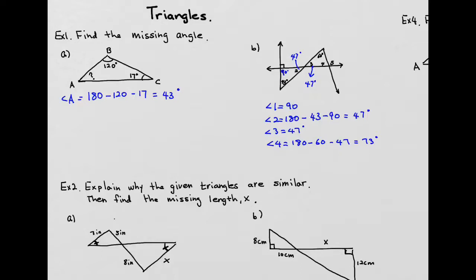If 4 is 73 degrees, this is 73, then what does 5 have to be? Well, 5 has to be 180 minus 73 because this line is a straight line, remember? Straight line. So that's the last angle: 180 minus 73, which is 107 degrees.